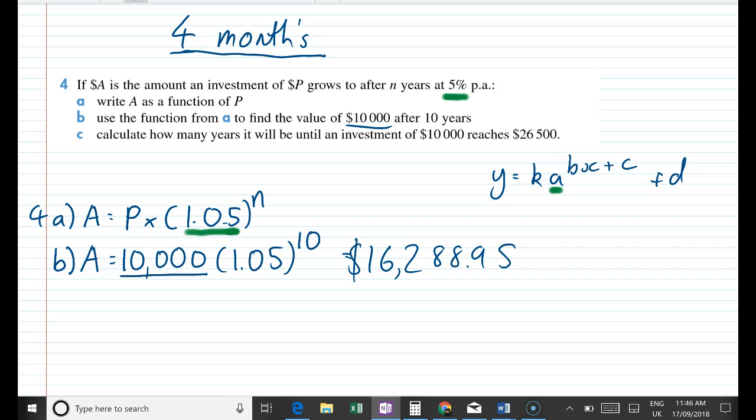Now for part C. Calculate how many years it will be until the investment of 10,000 reaches 26,500. This one, the book uses logarithms, but we're not, because that's not part of our curriculum. But I'll show you how to do it without logarithms, and you won't get the decimal accuracy, but it will be right. So 26,500 is what it needs to equal. So for C, my A is going to be 26,500.